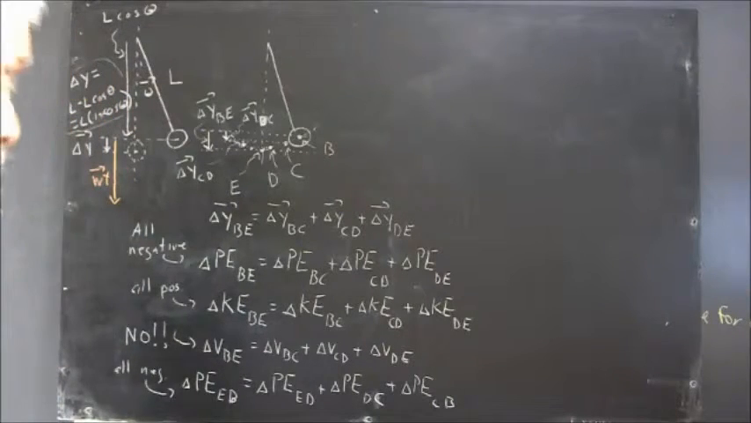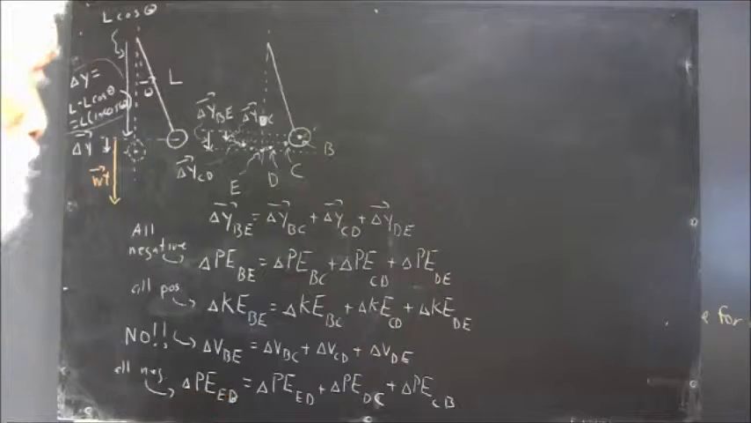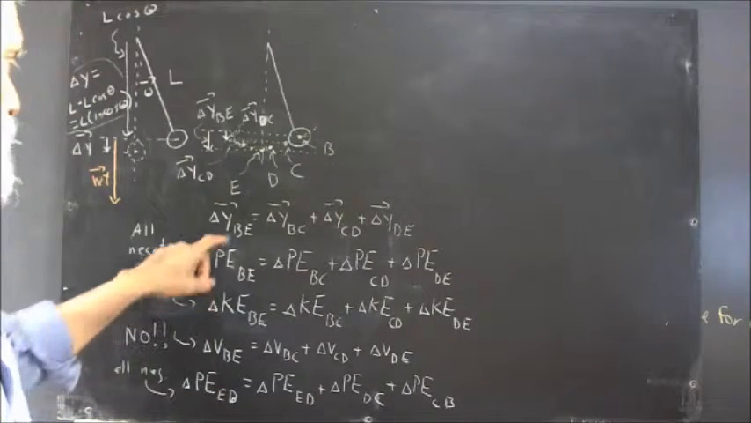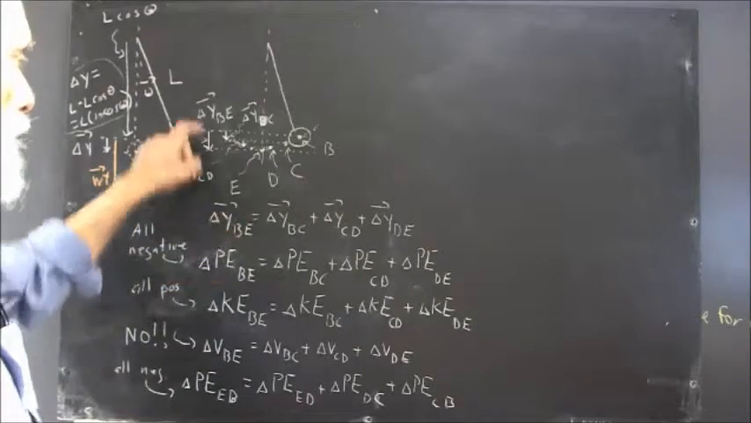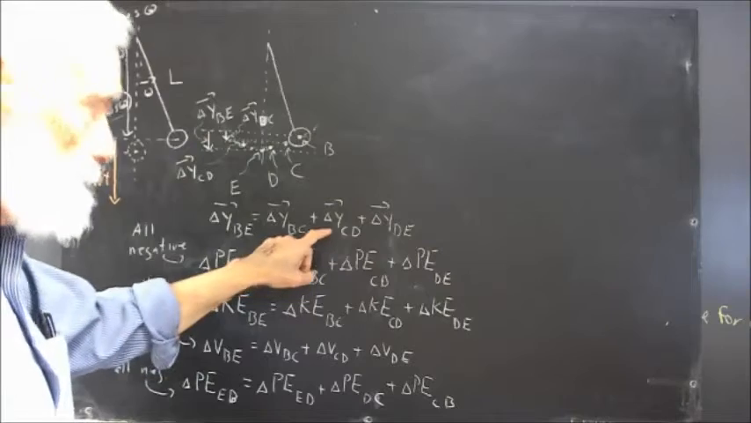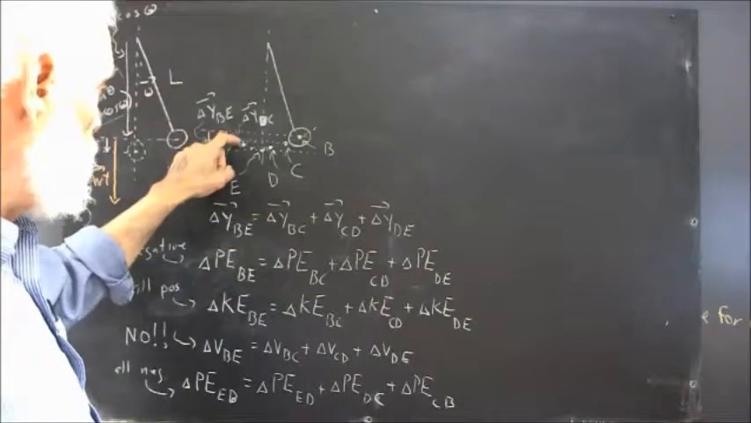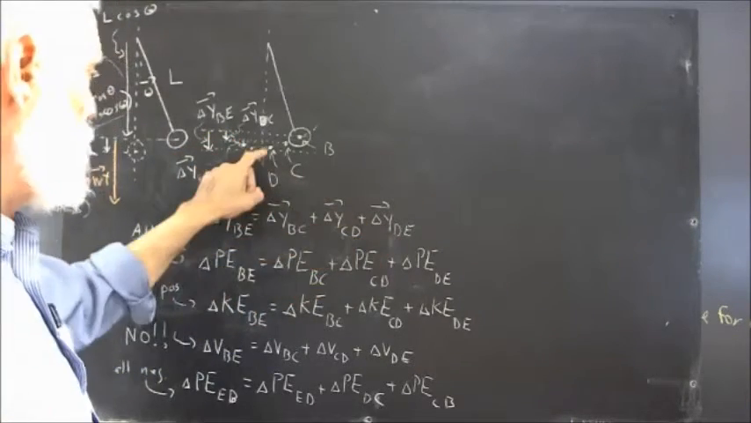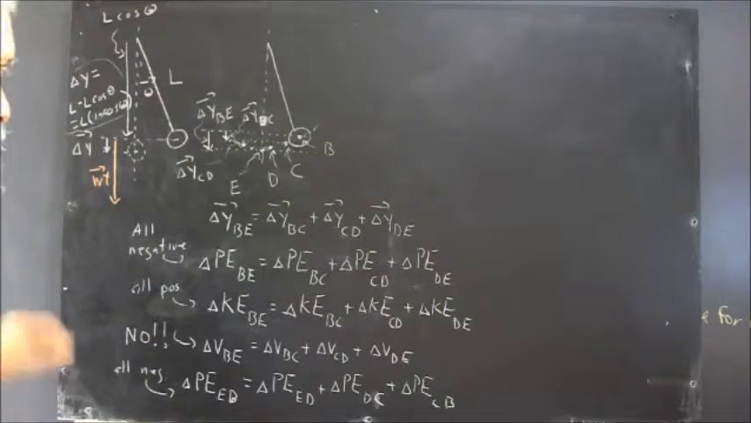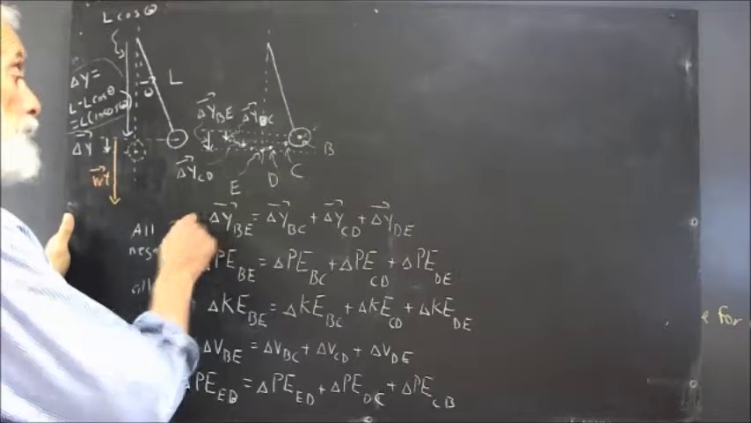It should be obvious then, and you need to think about this. You maybe should draw your own diagram and convince yourself of this. But the delta y from B to E, that's this, is going to equal your delta y from B to C, which is this, plus your delta y from C to D, which is this, and your delta y from D to E, which is this thing I couldn't draw here. And all these delta y's are going to be negative.